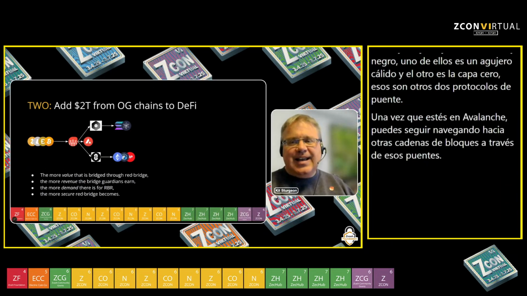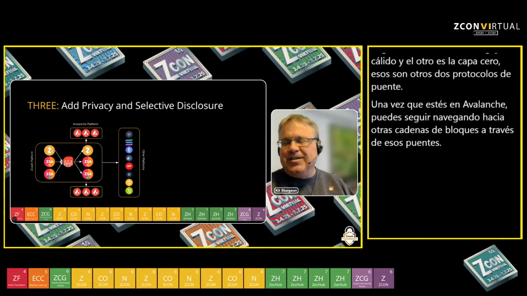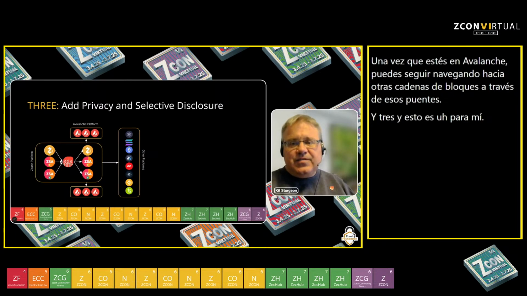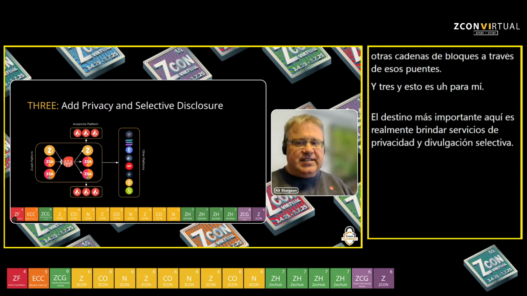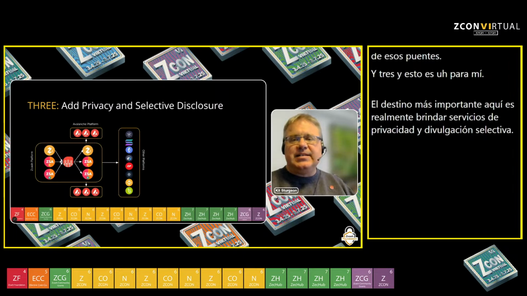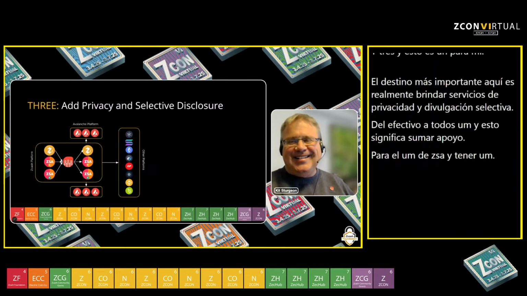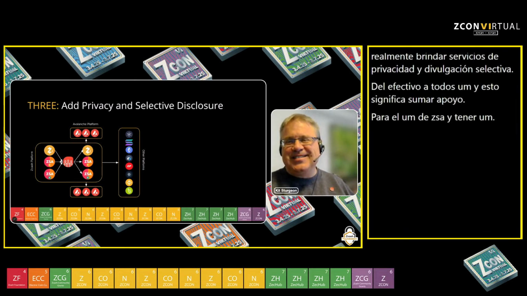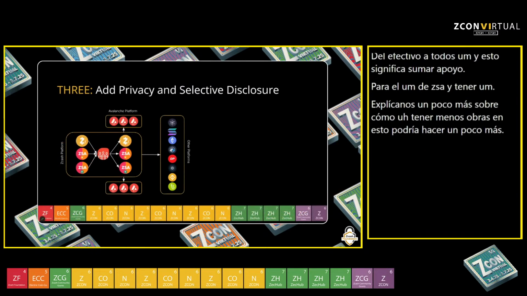And 3, and this is to me the most important destination here, is to actually bring privacy and selective disclosure services of Zcash to everyone. And this means adding support for ZSAs. I'll explain a little bit more about how Avalanche works, and this might make a little more sense then. But as you can see, there are Avalanche L1s above and below, and I'll talk about this in a minute.